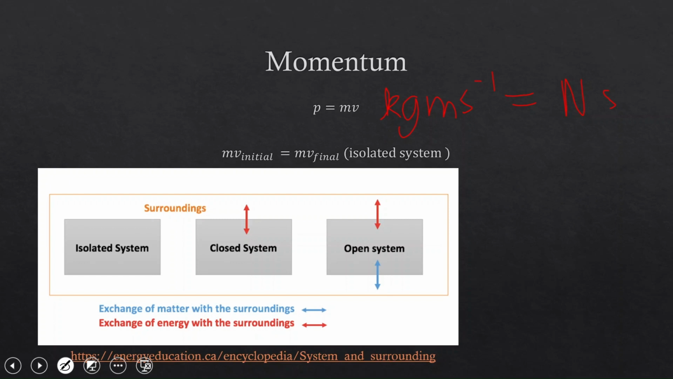So when it's an isolated system, which is what we will be under the assumption of in IGCSE physics, there'll be the conservation of momentum, meaning that the final and initial momentum will be the same.